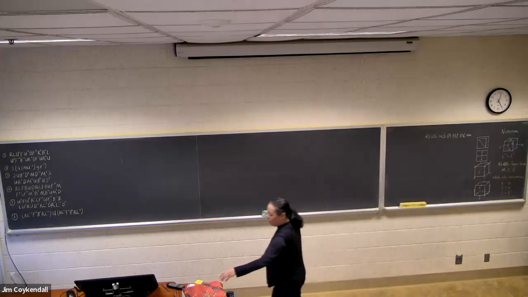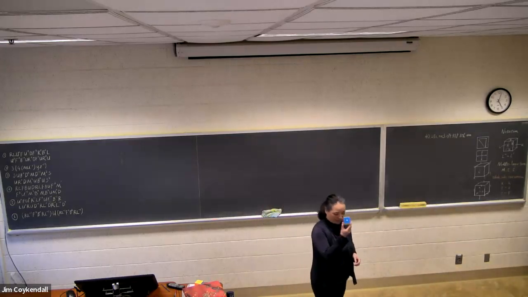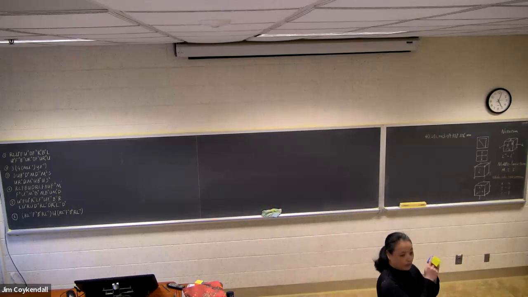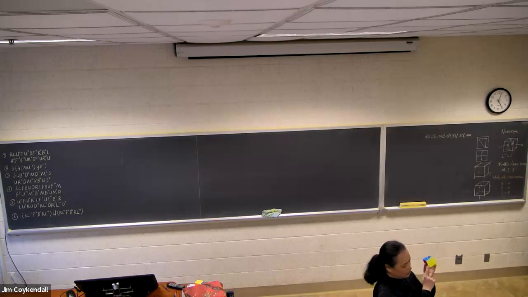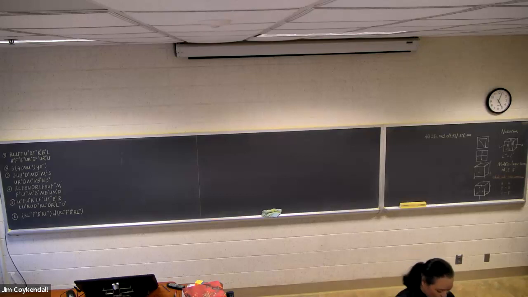A Rubik's Cube has 6 faces. U for upper face, D for down, L for left, R for right, F for front, B for back. What does it mean by L as a move? L, this is a side. You look at this L, you make a 90-degree turn clockwise, that's L. You make a 90-degree turn counterclockwise, that's L inverse.